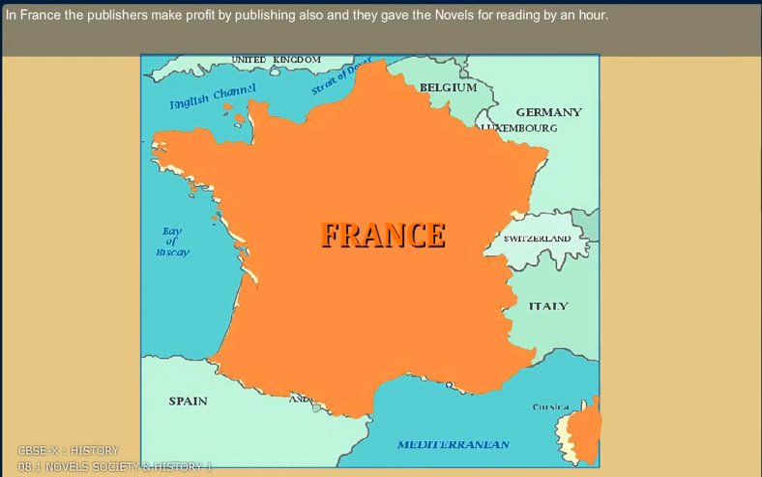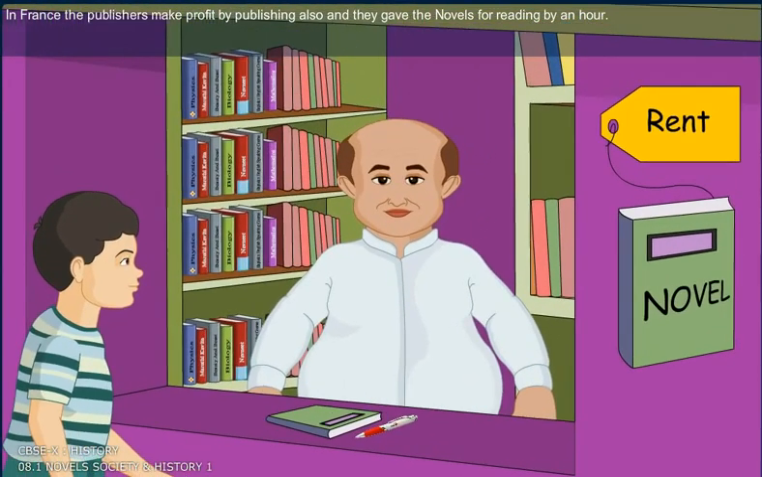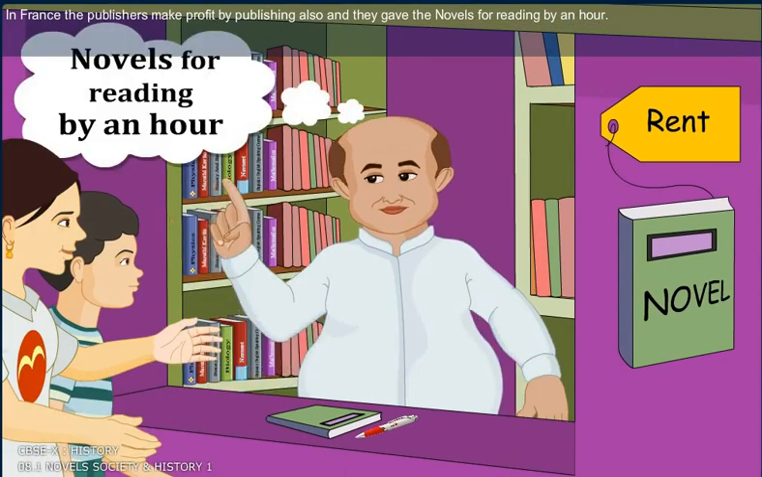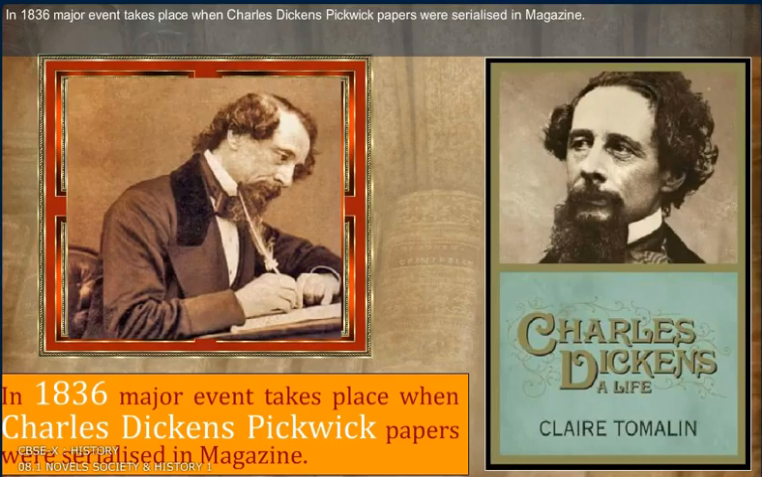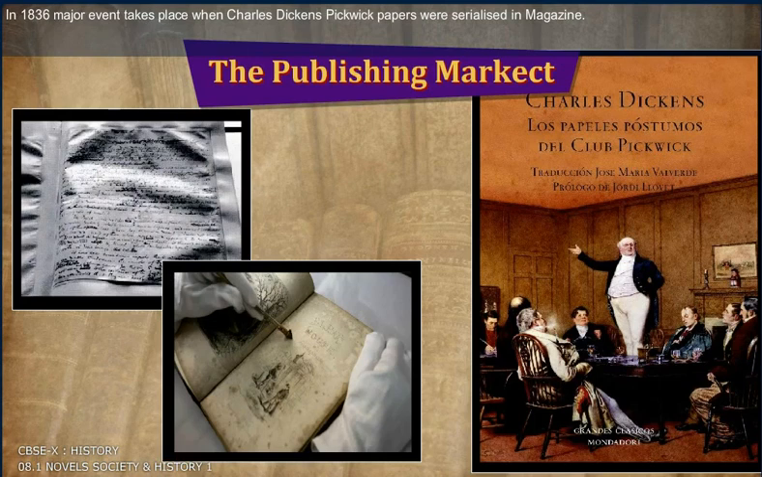In France, publishers made a profit by lending out novels, which they gave for reading by the hour. In 1836, a major event took place when Charles Dickens' Pickwick Papers was serialized in a magazine.